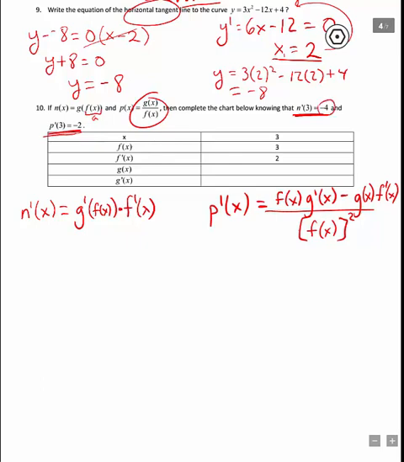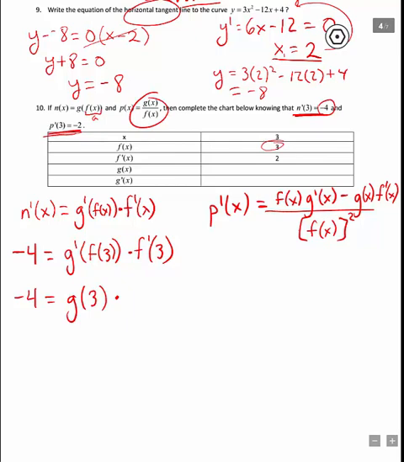So n prime of 3 is equal to negative 4. So I'll say negative 4 equals, okay, now we're going to basically say that's equal to g prime of f of 3 times f prime of 3. So f of 3, we go to our table, it's equal to 3. So it says negative 4 equals g prime of 3 times f prime of 3, which is 2. Divide by 2, we get negative 2 equals g prime of 3. Forgot to put the prime there. So that's our first answer.